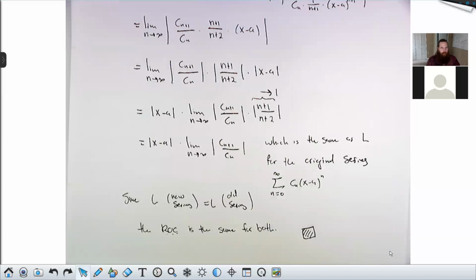Someone wanted to see the last few lines of the proof there. So remember, what we're proving in this last part is that the radius of convergence doesn't change when you integrate. So I look at the ratio test limit L for my new series, which simplifies to this, and it is exactly the same as the ratio test limit for my original series. If I applied the ratio test to this, it would immediately simplify to this. So L for my new series is the same as L for my old series, which means that the radius of convergence has to be the same for both because they have the same ratio test limit.